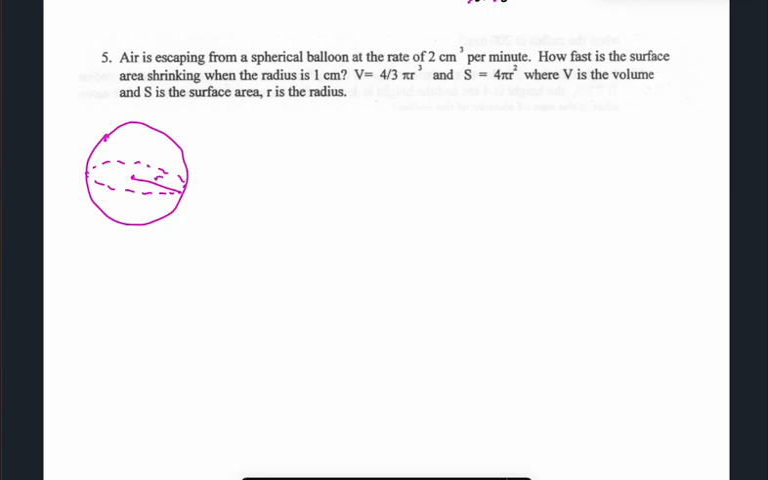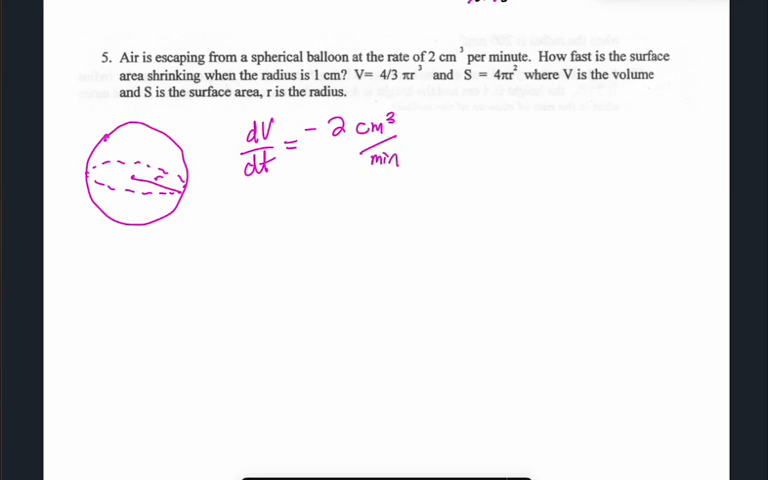Now, this 2 cubic centimeters per minute, it is leaving the balloon. So the balloon is getting smaller. It is a volume decrease. So that will be negative, and that is a dV/dt. Okay. So I've pulled that out of that first sentence. So what do I know? I know my units are centimeters for length, and our time is in minutes.